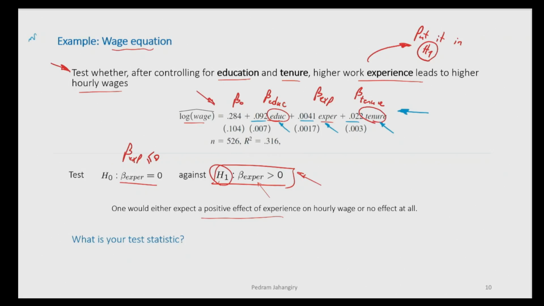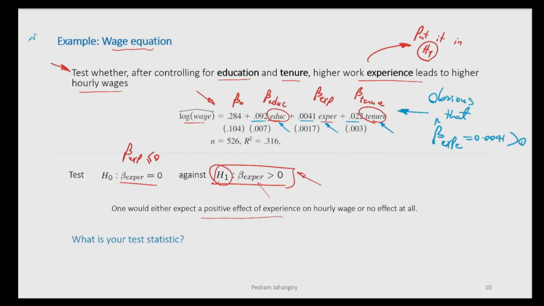So in this one sample that we're using, it is obvious that your beta hat experience is equal to 0.0041, and it is greater than 0. So in this one sample, the effect of experience on wage was positive, controlling for tenure and education. The question that you're interested in, however, is what about the entire population? Yes, in this sample that was the case. But what about the entire population? Can I make this a statement for the entire population? So this is our original goal, right?